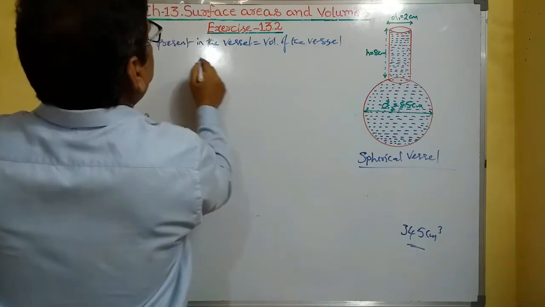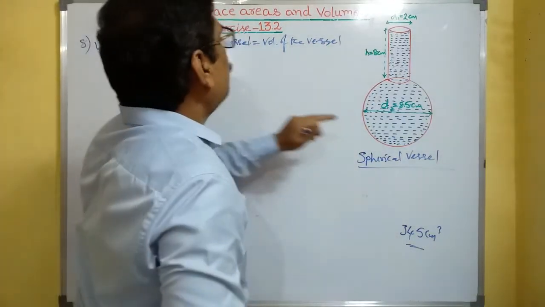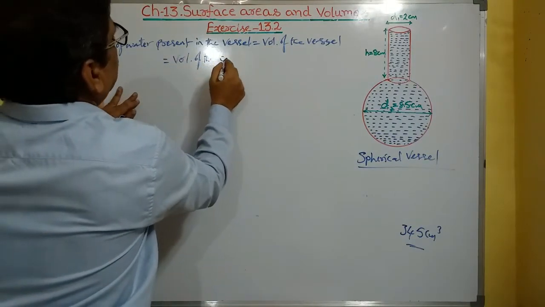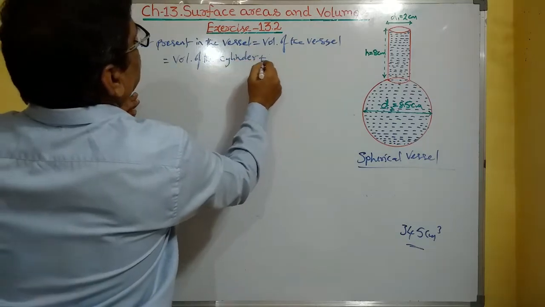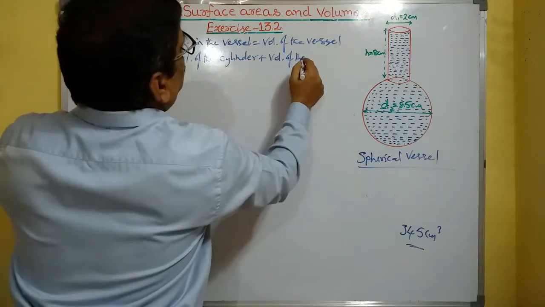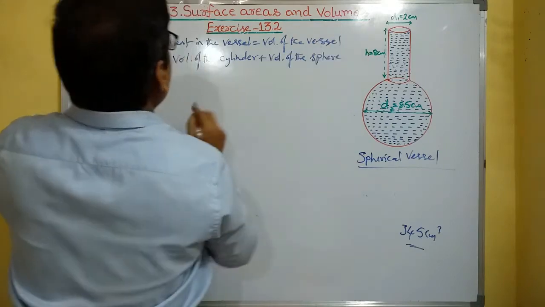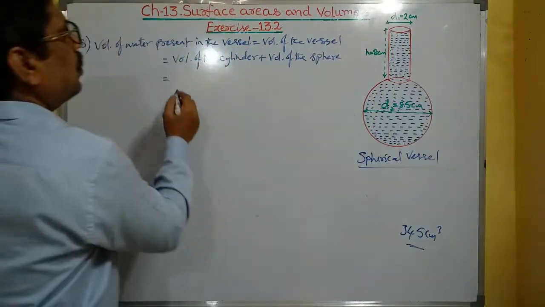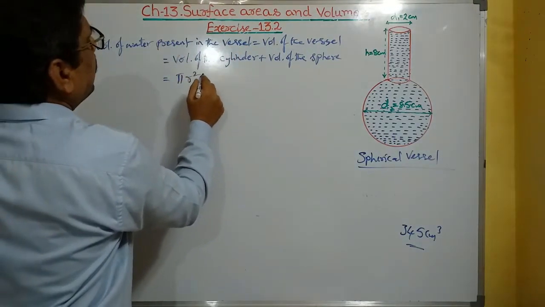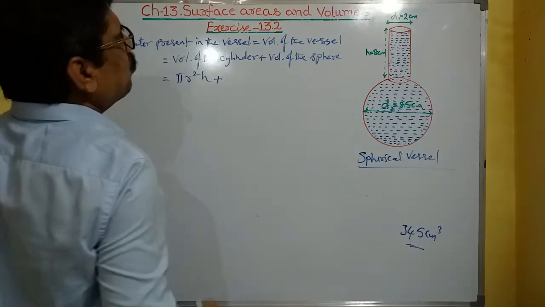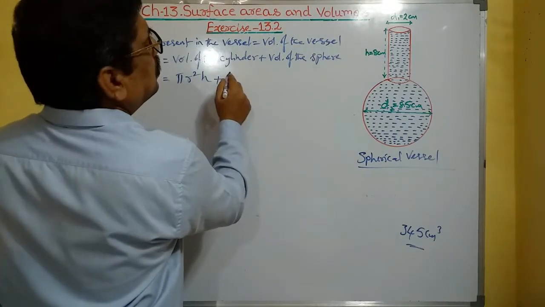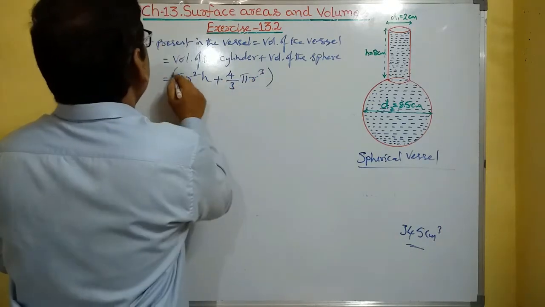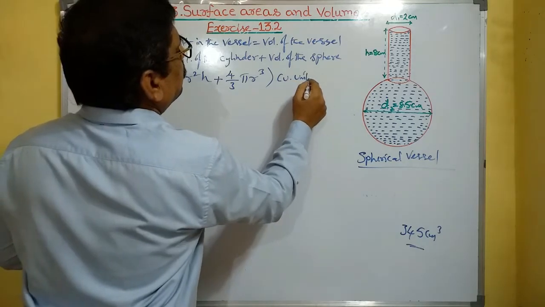So the volume of the vessel is a combination of a cylinder and a sphere. So this can be taken as volume of the cylinder plus volume of the sphere. Okay, now what is the volume of a cylinder formula? We can take it as pi r square h plus volume of a sphere formula 4/3 pi r cube. Okay, this is in cubic units.